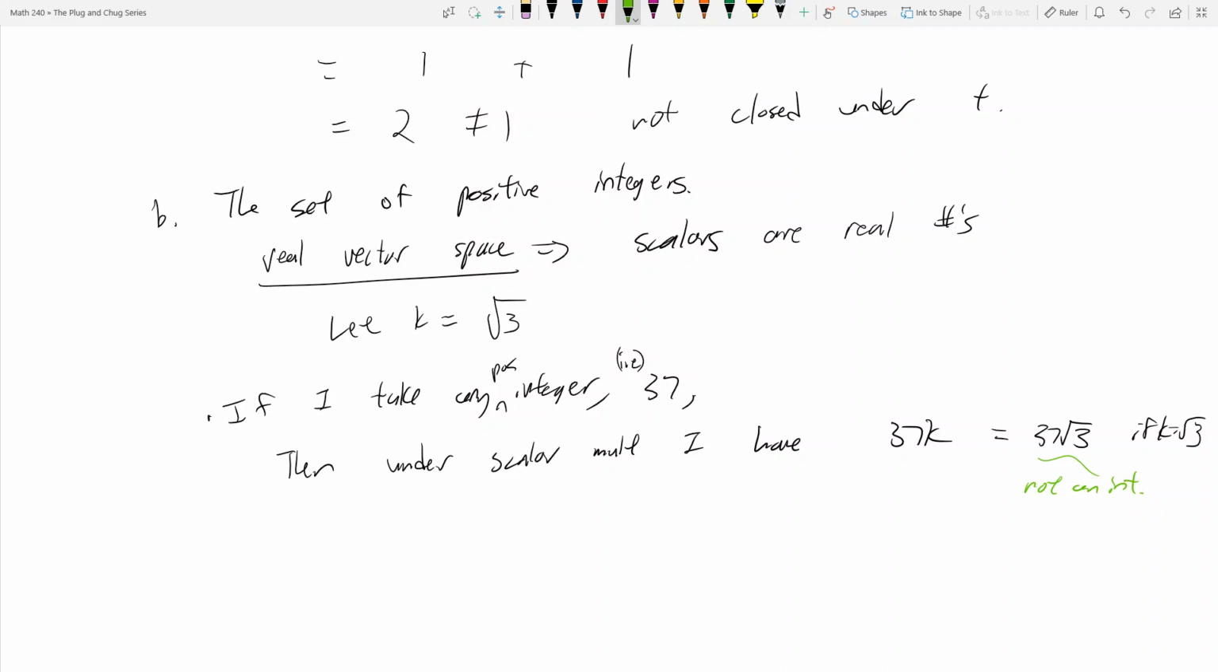number. It's irrational. So 37 root 3 is not an integer, and so under a real vector space, the set over the field of real numbers is how it's technically supposed to be said, but the set of positive integers is not a real vector space because I can choose any scalar that isn't an integer, right? And then all of a sudden, under scalar multiplication, the resulting number may not be an integer. And so it's not closed under scalar multiplication.